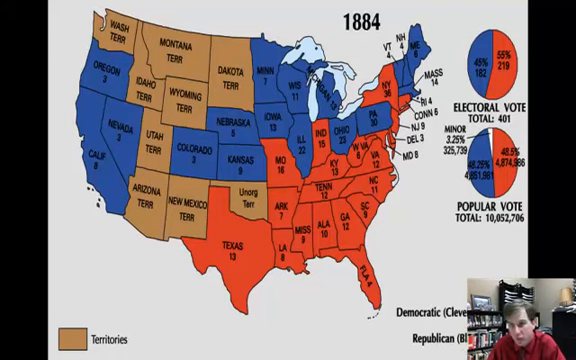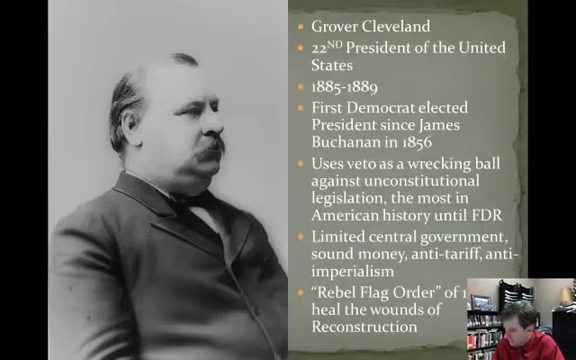So here's the 1884 election. You can see also very close, 20,000 votes for this one. But Cleveland is going to win this time. So now Cleveland is elected. He's the first Democrat elected president since James Buchanan in 1856. And he is the 22nd president of the United States. He serves this term from 1885 to 1889.